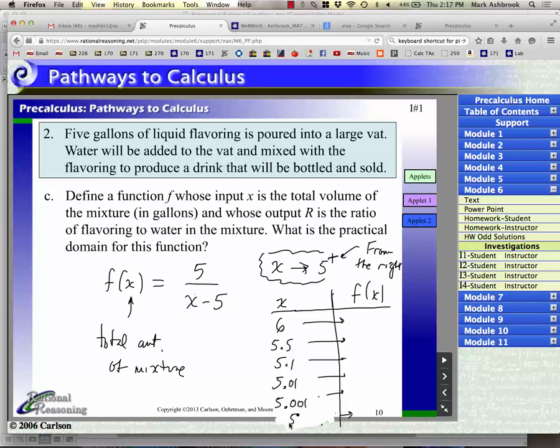Okay. So these x values are x approaching 5 from the right. From values larger than 5 and getting closer to 5 from the right side of 5, if you think about the number line. Since these are all valid amounts of total mixture we could have, find the corresponding output, or this ratio of flavoring to water. Go. So we're going to find these output values, if you haven't already.